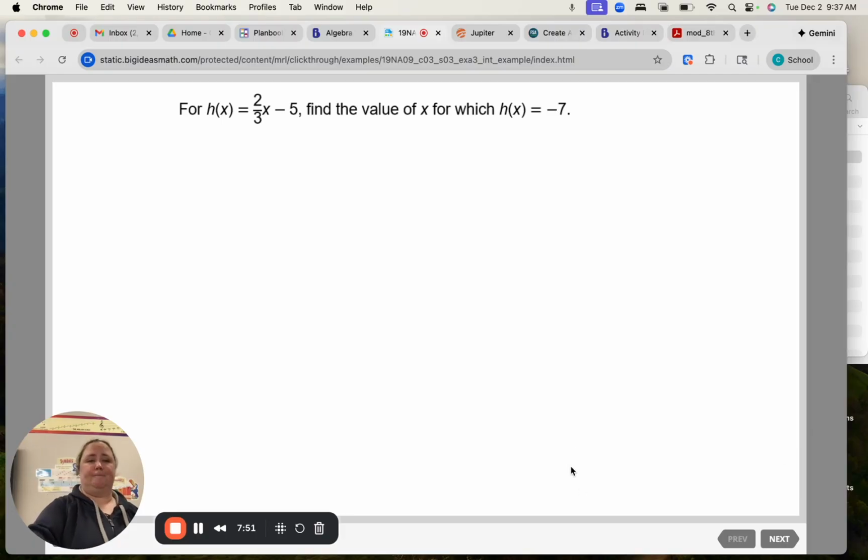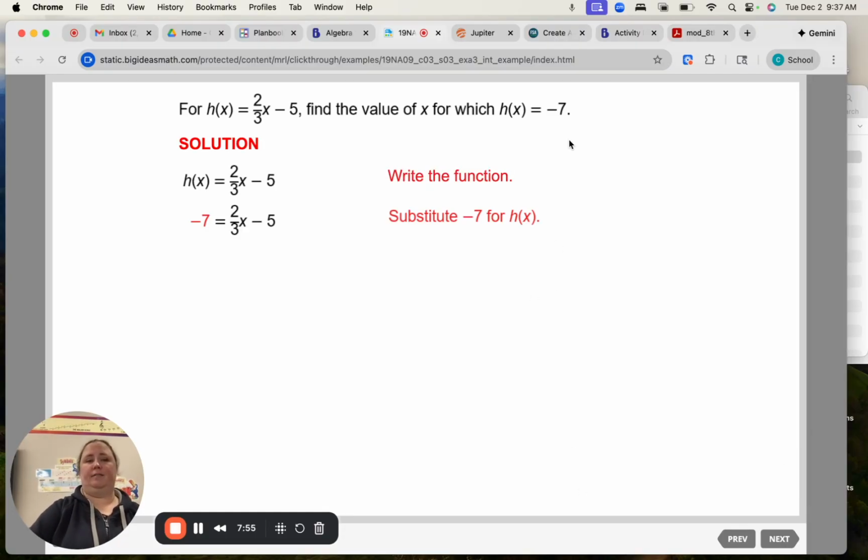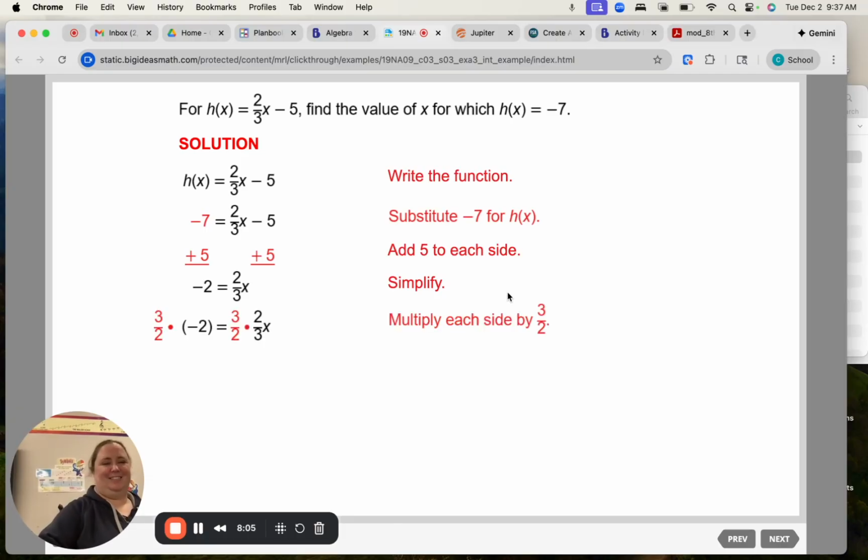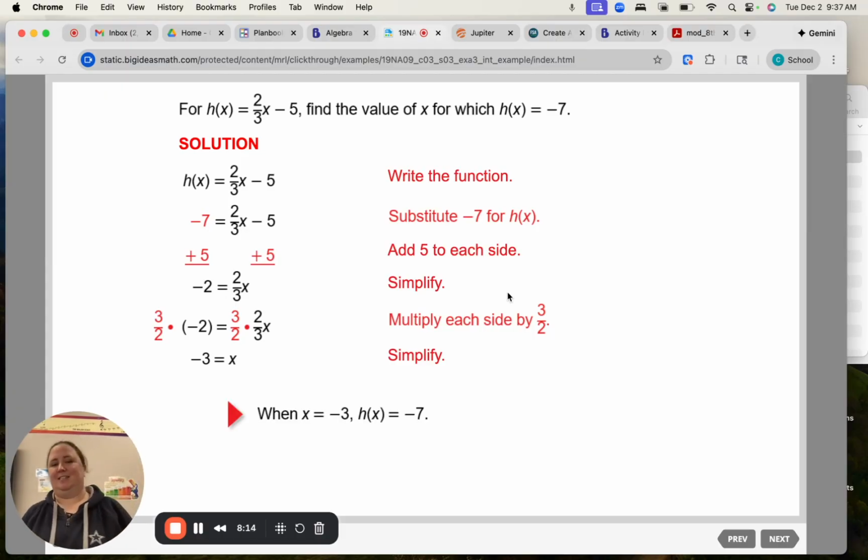So what are we going to do here? So you're subbing -7 for h of x? Correct. So you're going to plug in -7 wherever that h of x is. Plus 5 on both sides. And then, yes, we add 5. And then you would multiply these two on each side to get rid of the fraction. Very good. Multiply 3 halves. You get x equals? -3. Yes. So when h of x equals -7, x will equal -3.